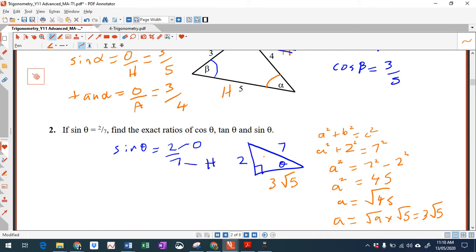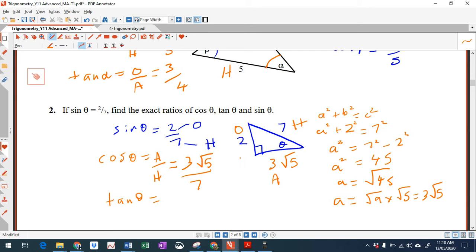There we go. Now, for that angle theta, this is the opposite side, this is the adjacent side, and this is the hypotenuse. So if we want to find out what cos theta is now, cos theta is adjacent divided by hypotenuse, which is equal to 3 root 5 on 7. Now, what about tan theta? Tan theta is just opposite over adjacent. So just write that down, opposite.